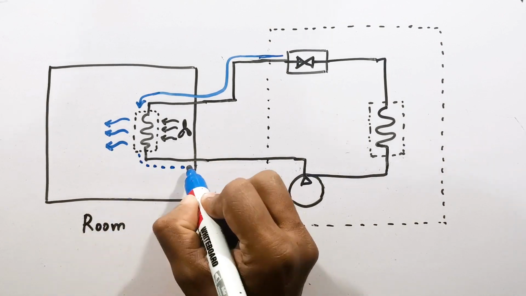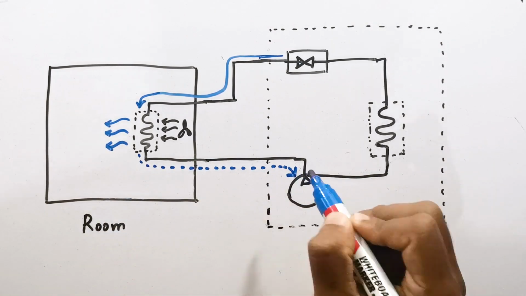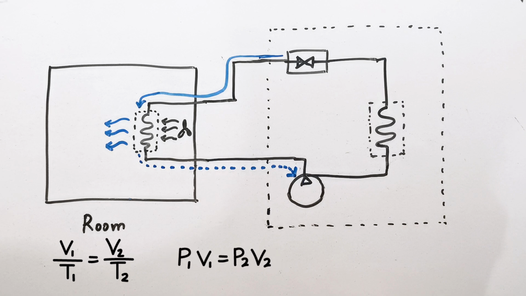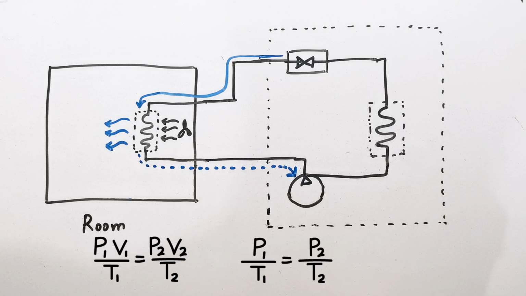After that, refrigerant which became a gas goes to the compressor. The compressor converts the low pressure gas state refrigerant into a high pressure gas. According to Charles's law, volume of a given amount of gas is directly proportional to its temperature when the pressure is held constant. According to Boyle's law, pressure of the gas and the volume are inversely proportional when the temperature is kept constant. When we combine these two laws, gas pressure is directly proportional to the temperature when the volume is constant.